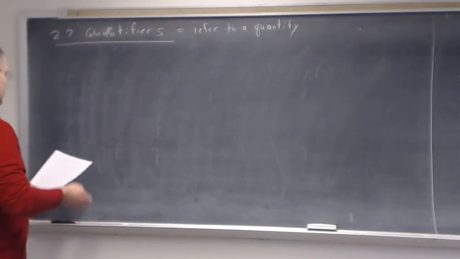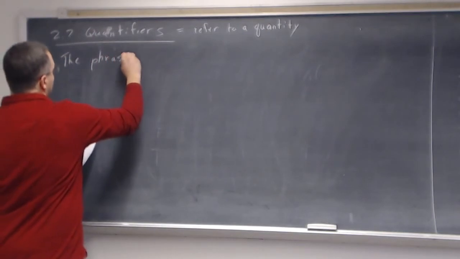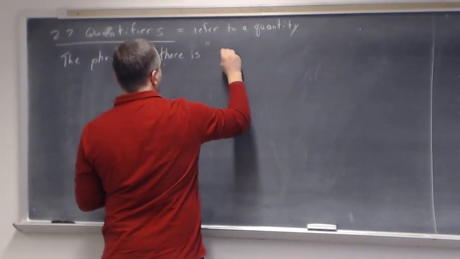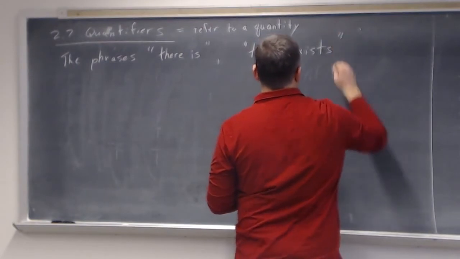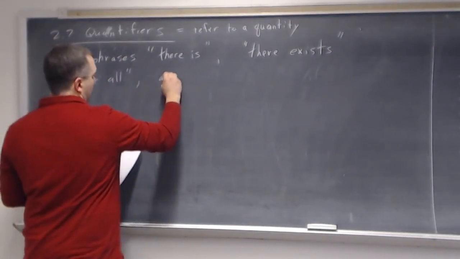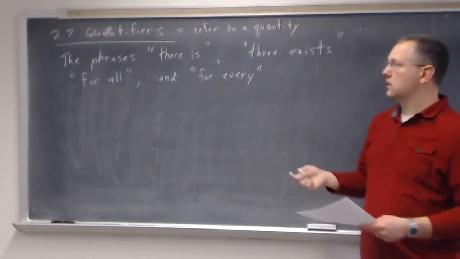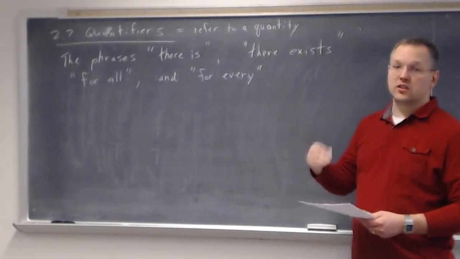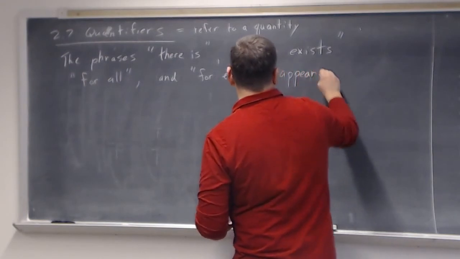Okay, and I'm going to show you the symbols for those statements. So the phrases there is, there exists, for all, and for every, and slight variations, like just the word all, just the word every, or sometimes the word some instead of there is or there exists. So there are variations of these. And these phrases appear frequently in math theorems.